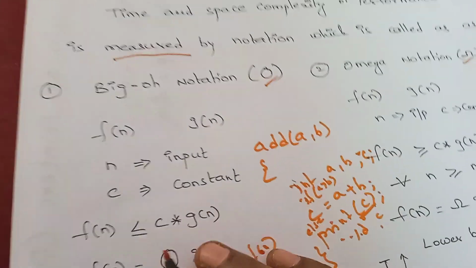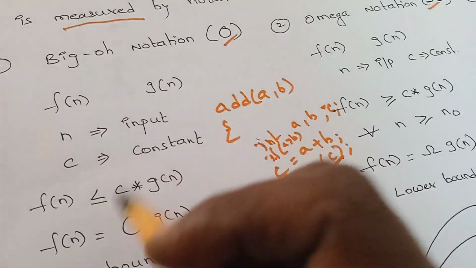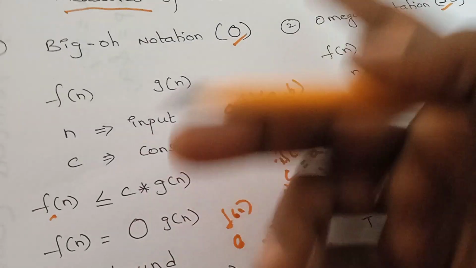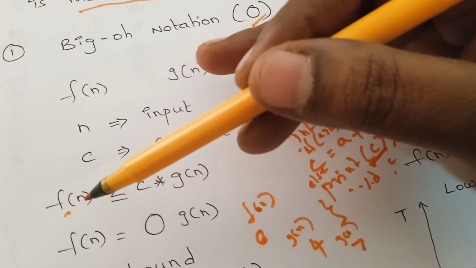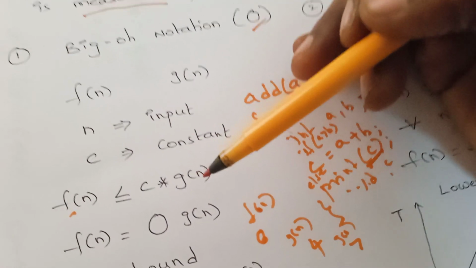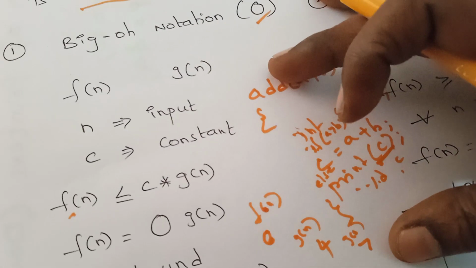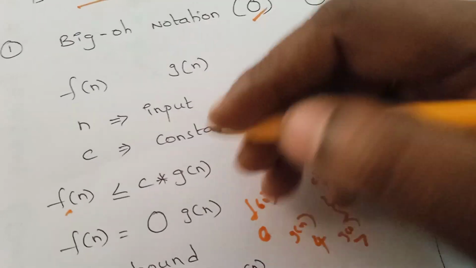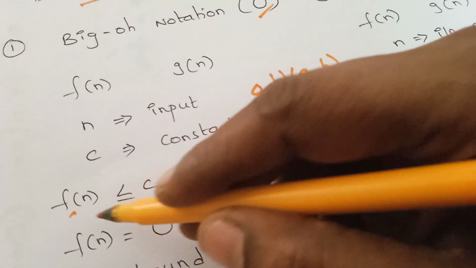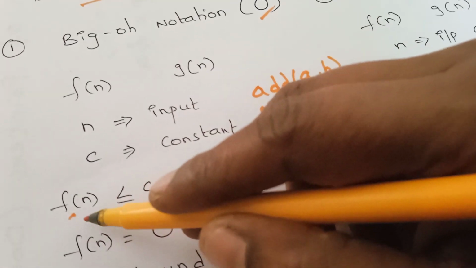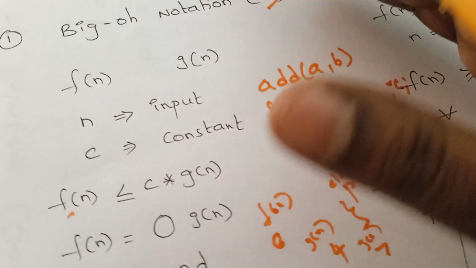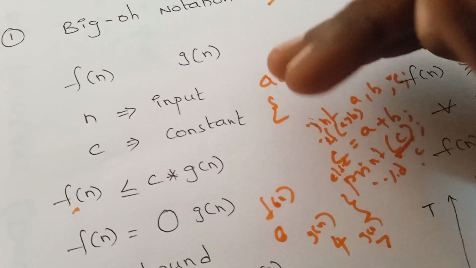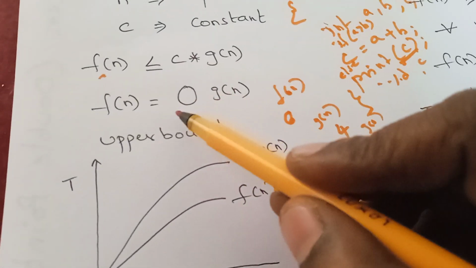Now let's talk about big O notation. In big O notation, the f of n value is lesser than g of n. That is the maximum number of comparisons. C is a constant and n is your input. So f of n is less than or equal to c into g of n. That means the upper bound of your algorithm will take the maximum number of comparisons. That is the big O notation.